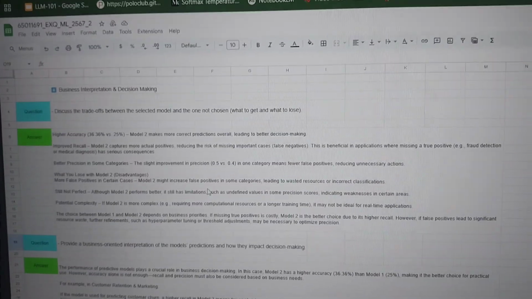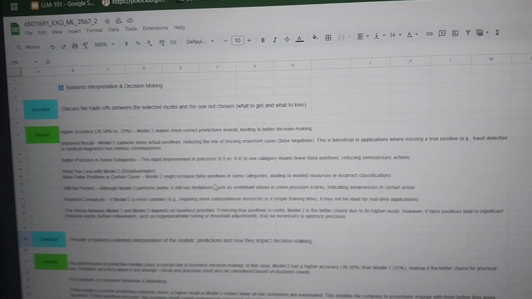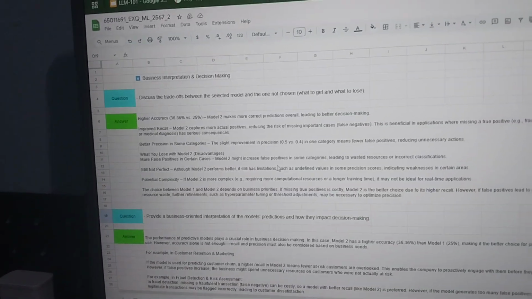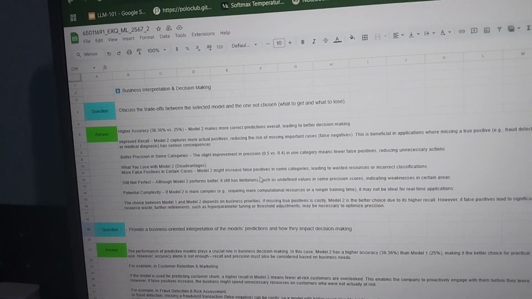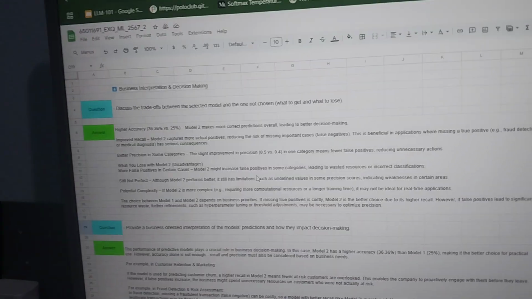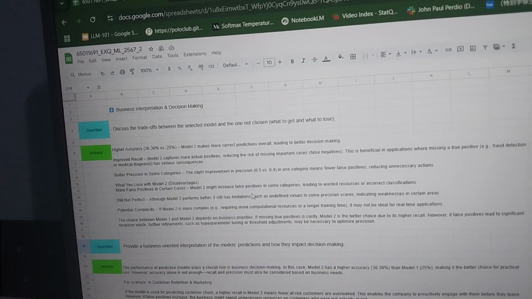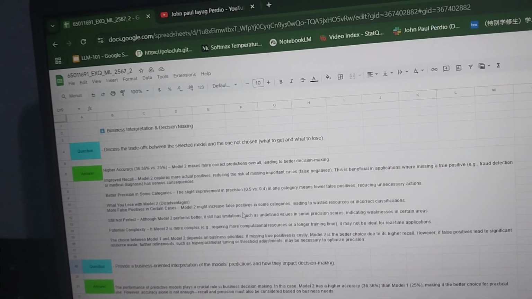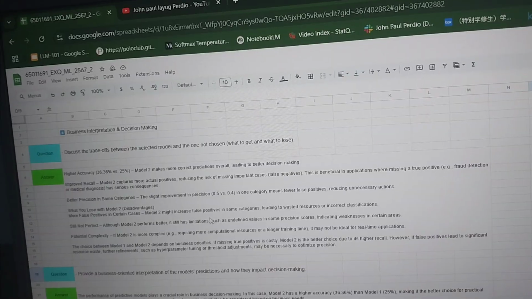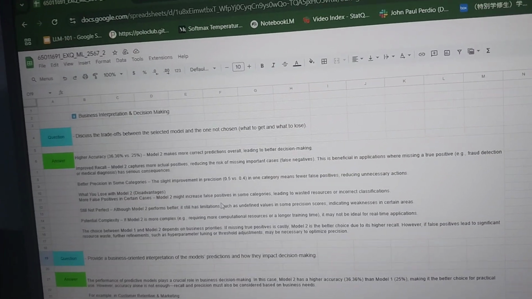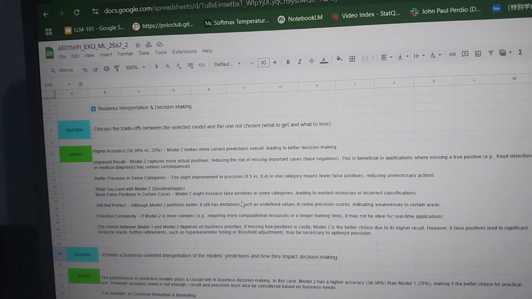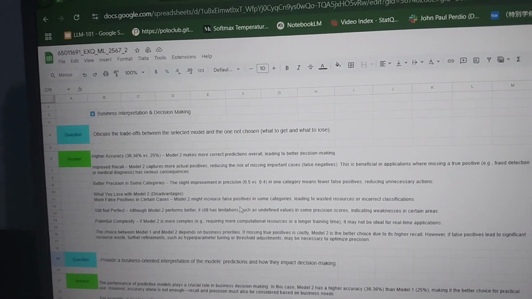We discuss why it has higher accuracy and what we get and what we lose. For model 2, we are getting more correct predictions, leading to better decision making, more actual positives, and reduced risk of false negatives or missing cases. It's very beneficial in applications where missing a true positive, such as fraud detection or medical diagnosis, has serious consequences. And there's better precision, as I said.